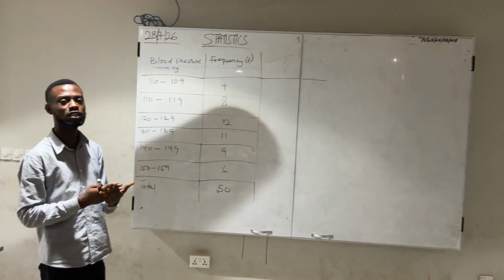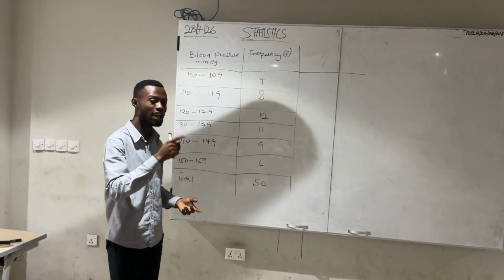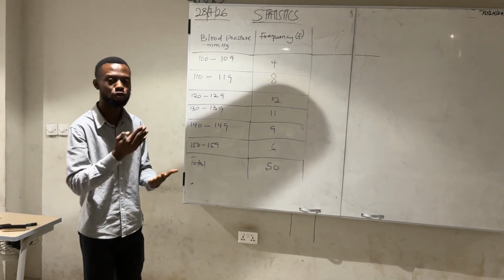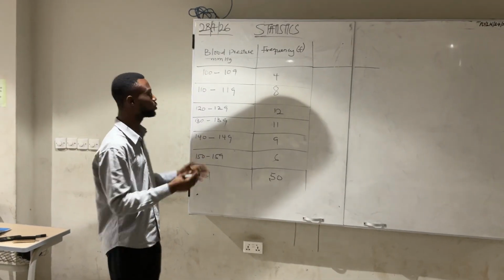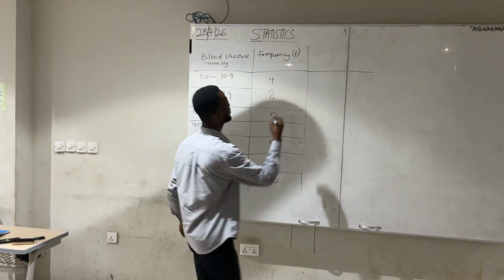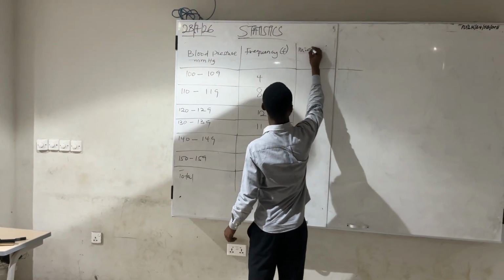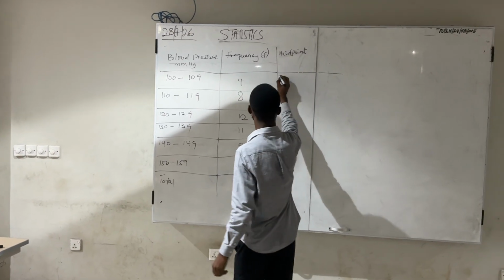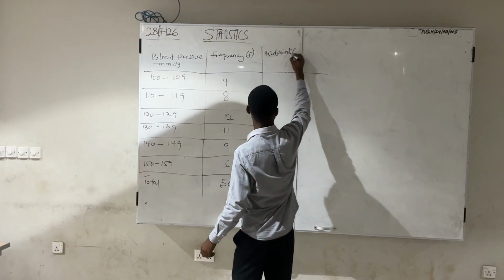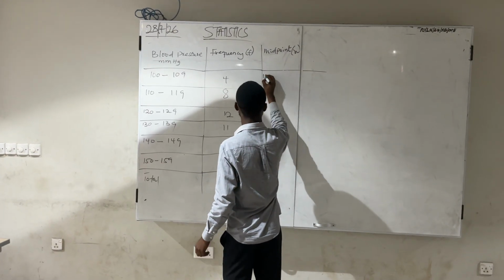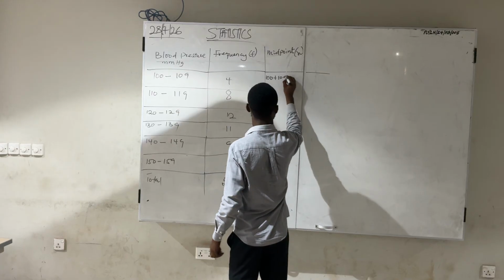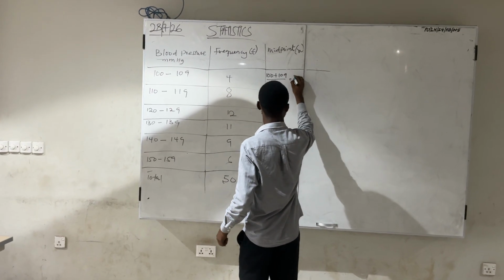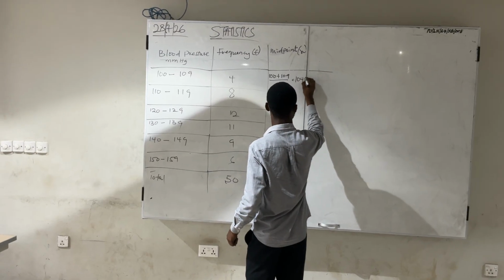We have to create a space for the deviations too. That's x minus the mean, all squared, and also create a space for the frequency multiplying the deviation. So now that's what we are coming to do. So, midpoint. We add 100 to 109, then divide by 2. You get 104.5.